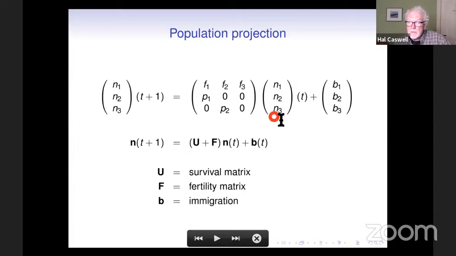You have a vector that has an age structure, the number of individuals in several age classes at one time, and it gets projected to the next time by multiplication by this matrix. The matrix has fertilities in the first row, and it has survival probabilities on the subdiagonal. And if there's immigration in the population, then you add in a vector of immigrants in each age class. And you can write this simply in this way. U is the part of this matrix that does the survival, F is the part that does the fertility, and B is the vector for immigration. Easy, I hope, no problem.